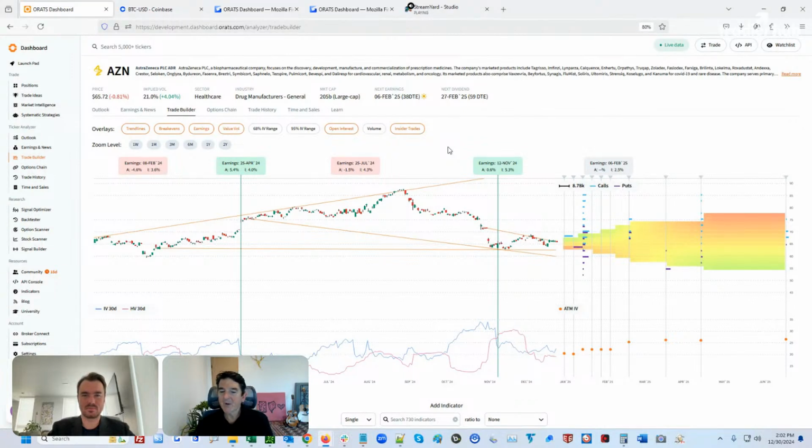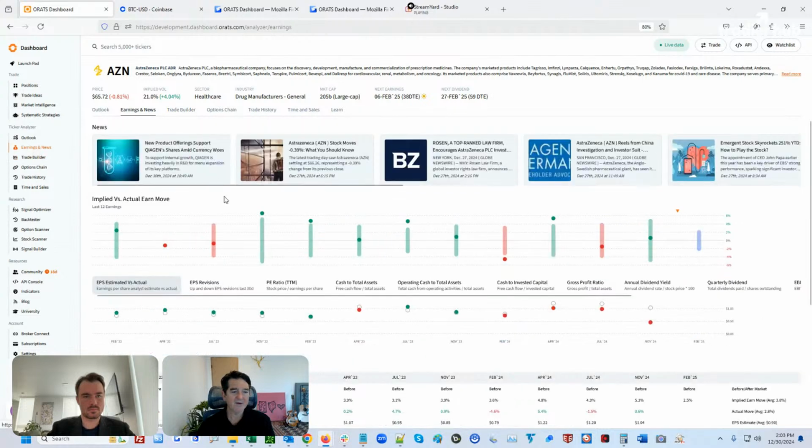Yeah, thanks. Yeah, so the ORATS dashboard, our online tool, is built on top of our API. So all the data behind this is available in most cases for purchase and subscription, including these earnings dates. So we'll just start with that since we have AstraZeneca on. So we have an earnings core file that has all these implied earnings moves and the actual moves and these types of things.